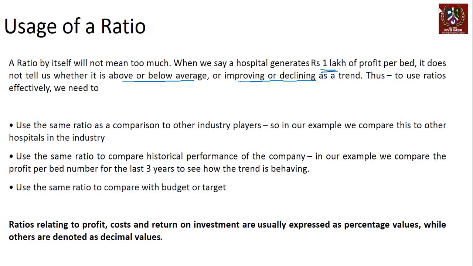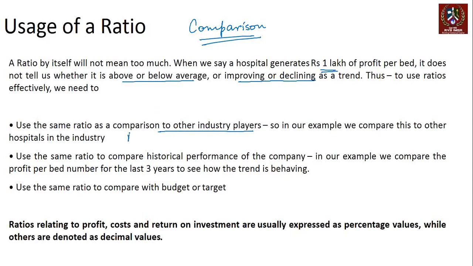To calculate and analyze ratios effectively, we need certain data points. The first point we said was that we need comparison points, right? Unless we can compare the data, there is no use in this. So one way is to use the same ratio as a comparison to other industry players. In our example, we could calculate profit per bed for all the hospitals in the industry.